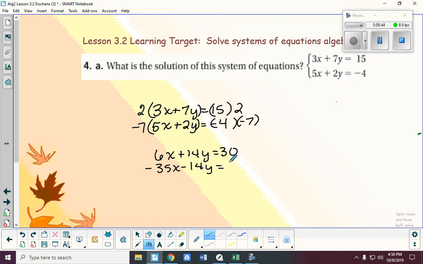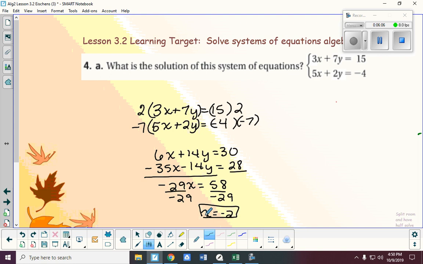Always remember to multiply both sides of the equation. So we end up with negative 29x equals 58. And so we divide. So x equals negative 2. There's one part of our answer.